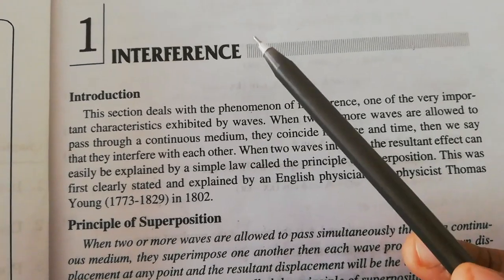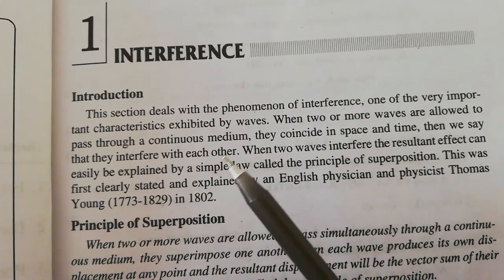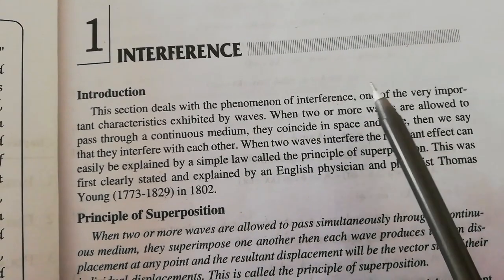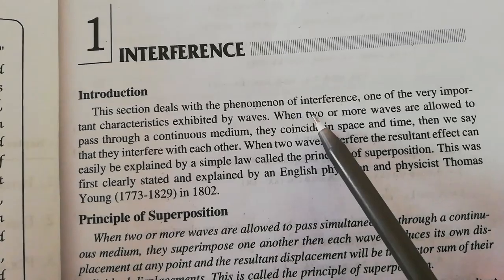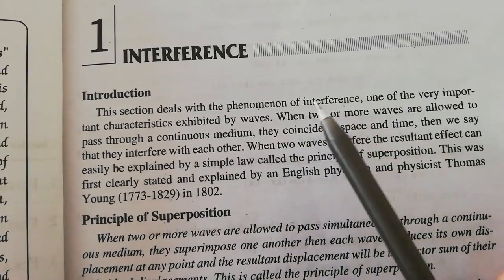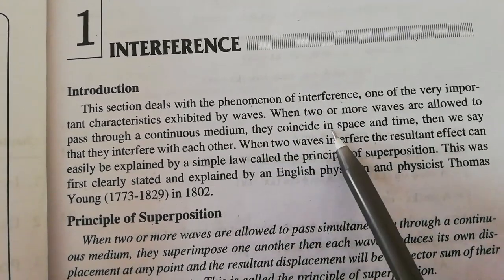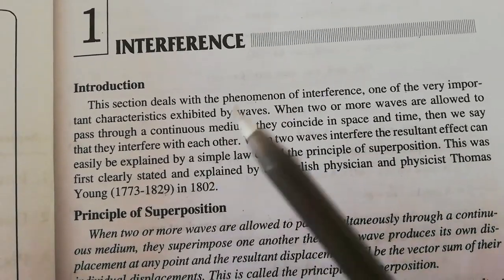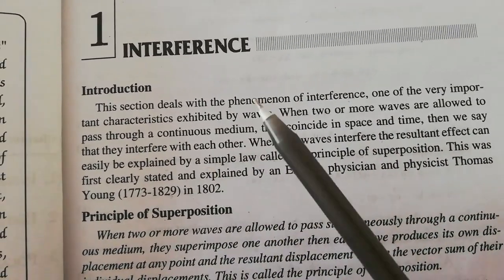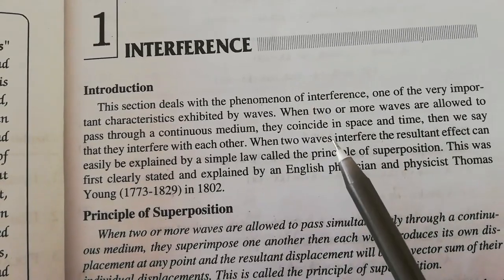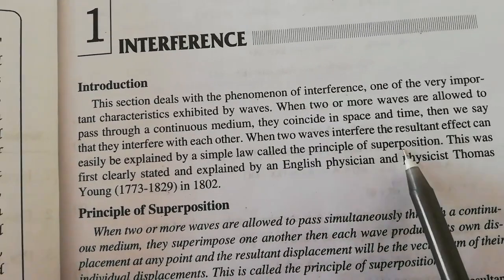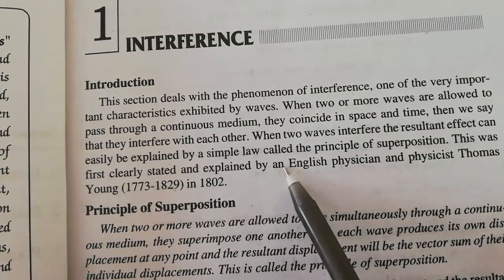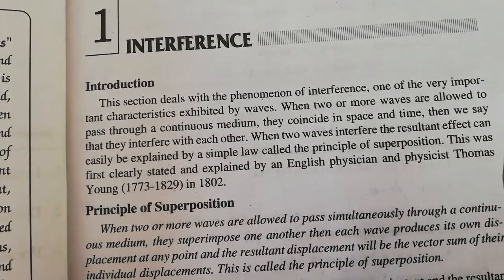Today we can start with Module 1, which is interference. Hope you are familiar with the term interference from your school days itself. What is interference? When two or more waves are allowed to pass through a continuous medium, they coincide in space and time, then we can say that those waves interfere with each other. That is interference. When two waves interfere, the resultant effect can be explained by the principle of superposition of these waves.